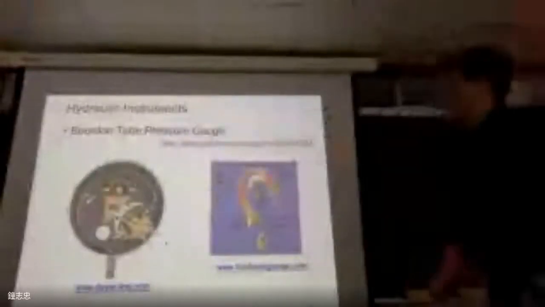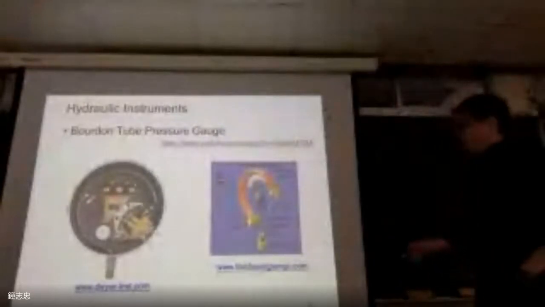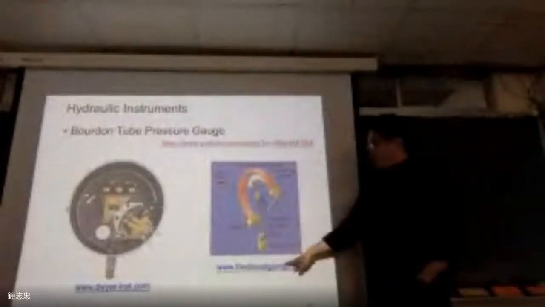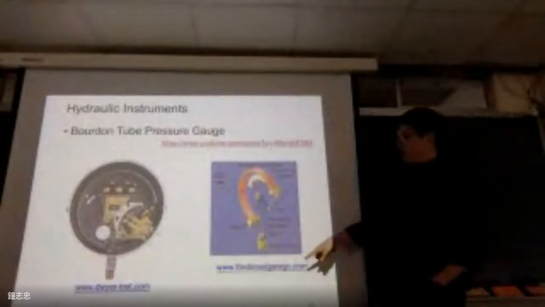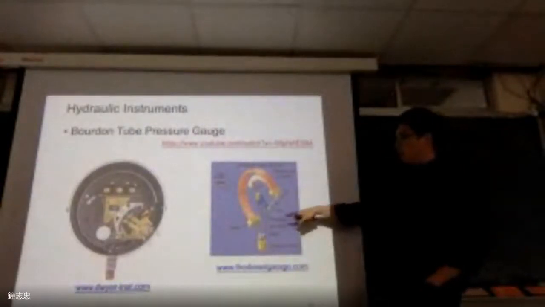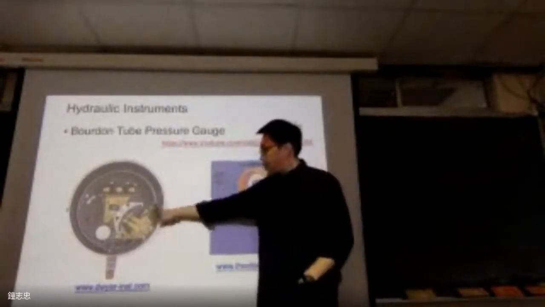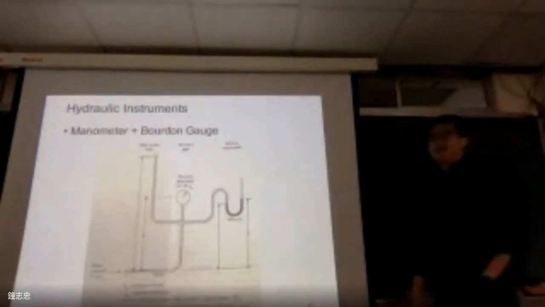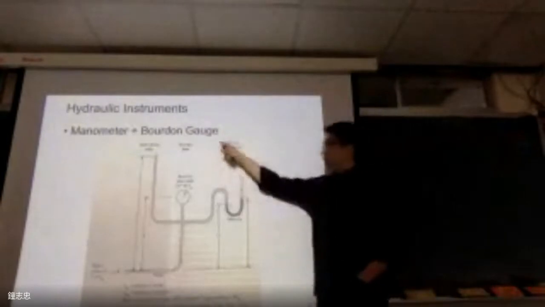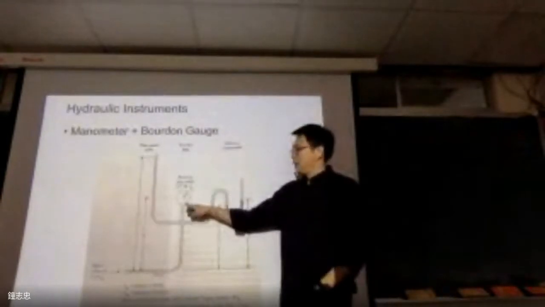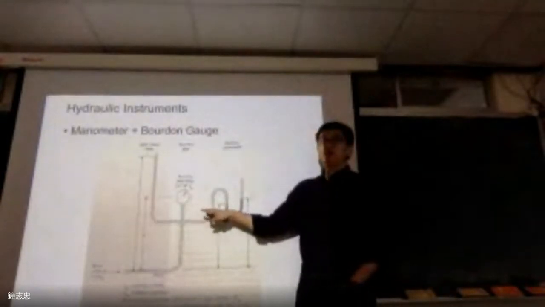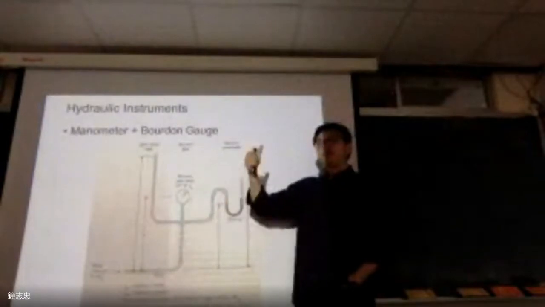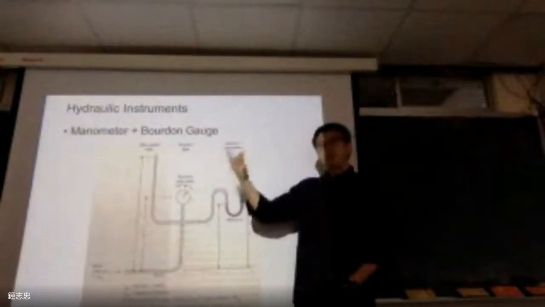So I think this is a very quick way to understand this Bourdon tube. I already gave you some links. If you try to find a commercial product, you can find it here. This is the typical one of the Bourdon tube. Just as I said, the Bourdon gauge's purpose is to measure the pressure from the air or the water.